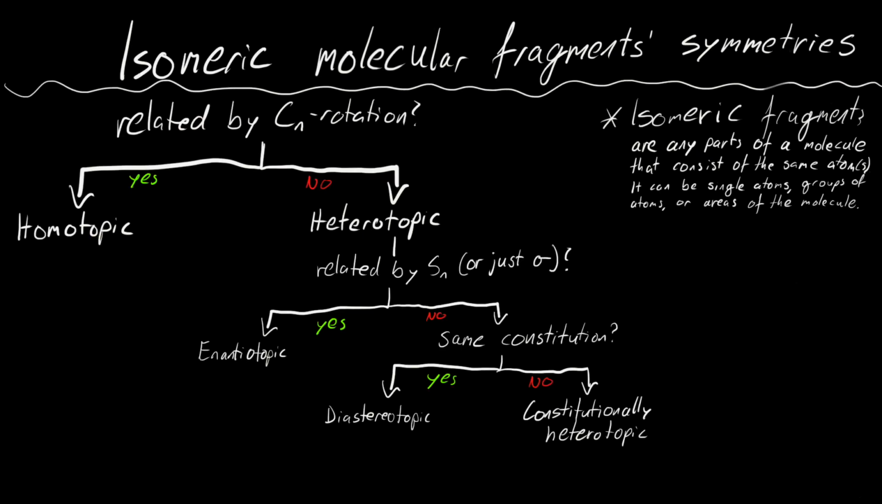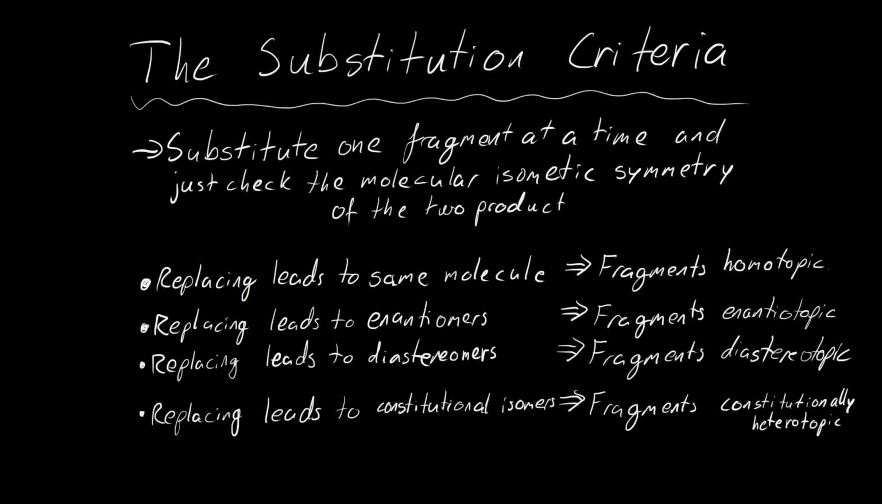If you thought that was too hard, but you've mastered the molecular isomeric symmetry, there are other ways of figuring out the molecular fragment symmetries. We can use the substitution criteria. That is, you consider replacing one of the fragments at a time and comparing the symmetries of the two molecules you get. If replacing either leads to the same molecule, then the two fragments are homotopic. Replacing enantiotopic fragments leads to enantiomers. Replacing diastereotopic fragments leads to diastereomers. And replacing constitutionally heterotopic fragments leads to constitutional isomers.